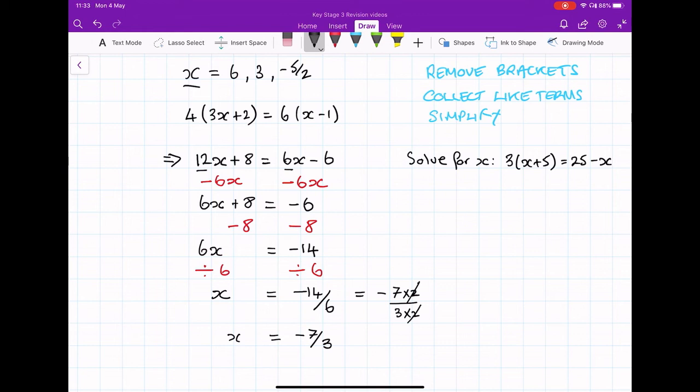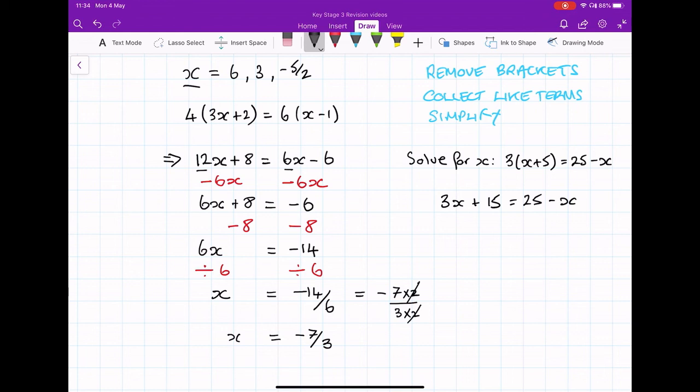Welcome back. I hope you were successful. Let's see how you did. So, first of all, let us remove the brackets. Multiplying everything in the brackets by 3 gives me 3x plus 3 times 5, which is 15, and that equals 25 minus x. So we've removed all the brackets.